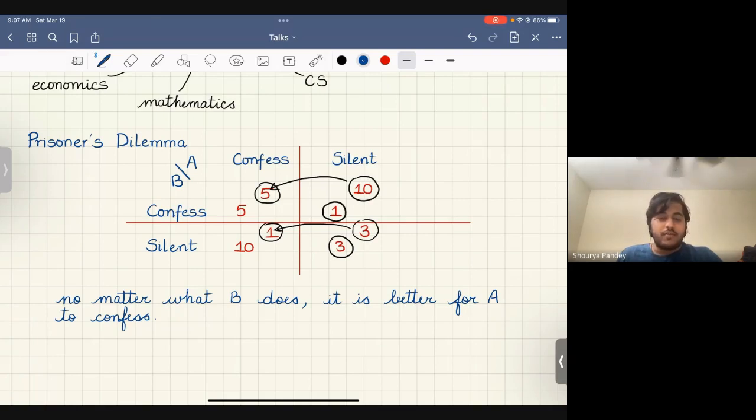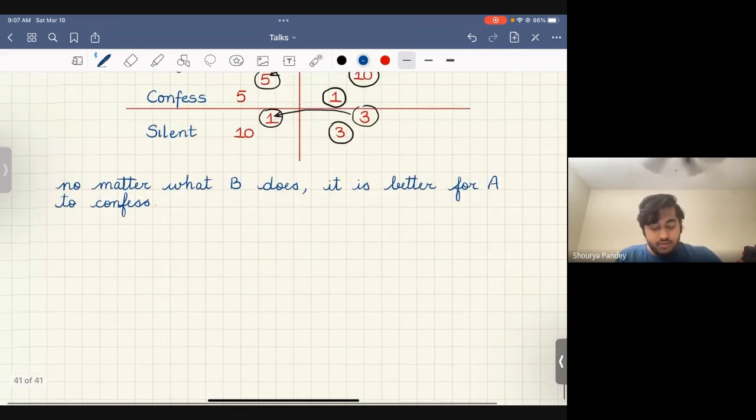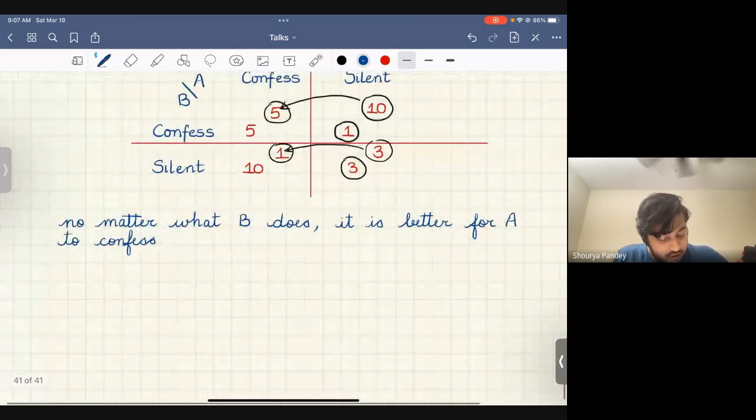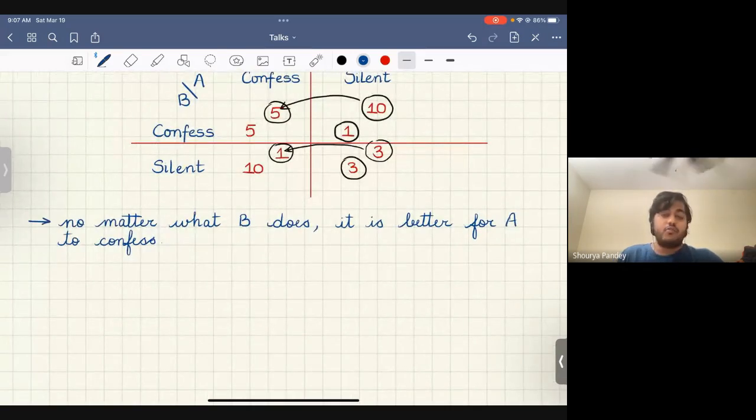But that seems a little weird because both remaining silent would have been better than both confessing. And so that happens actually. Indeed, if these agents are selfishly interested, then they should both confess, which makes sense, right? Because if you don't know what the other person is doing, then confessing is always strictly better.